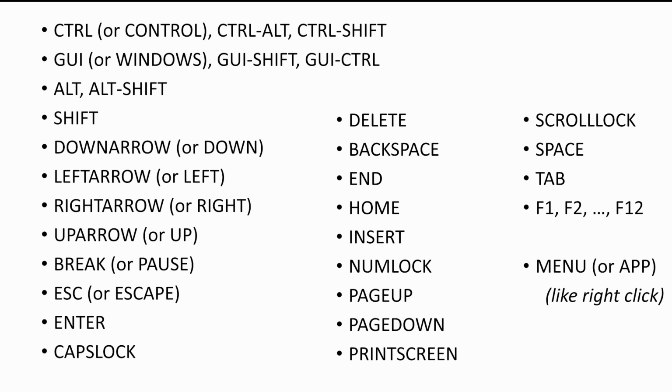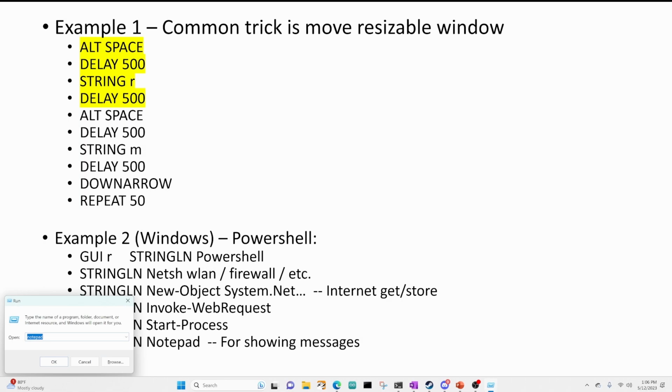F1 through F12, so you can do your Alt F4, for example. And then menu or app is similar to a right click. So in things like Notepad, that menu can come in handy. Next, let's look at an example.